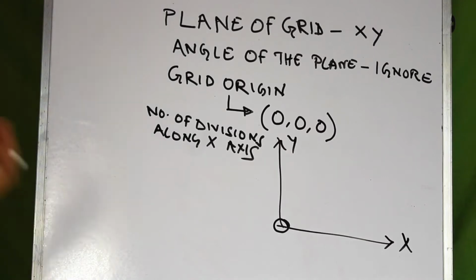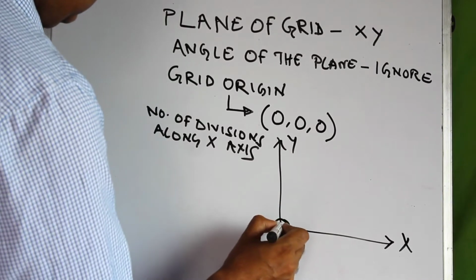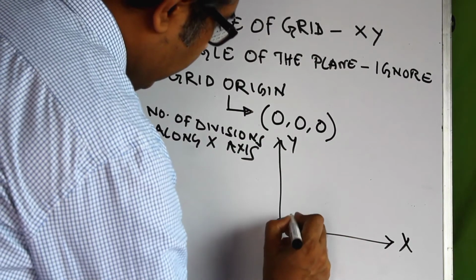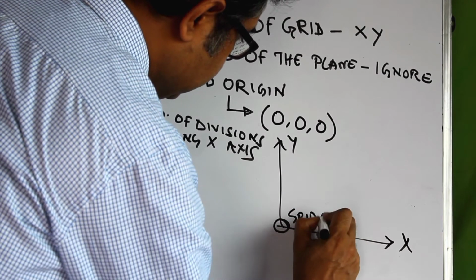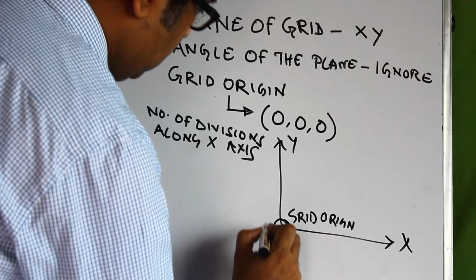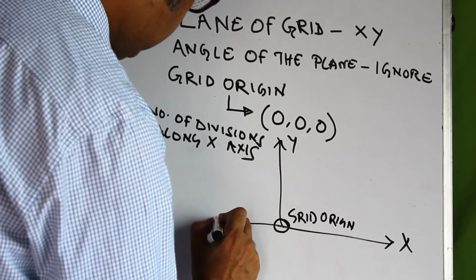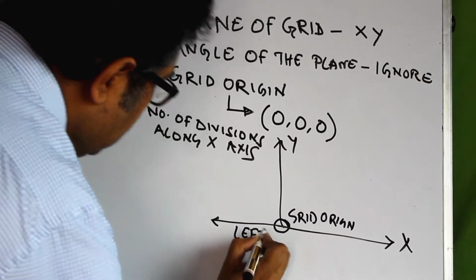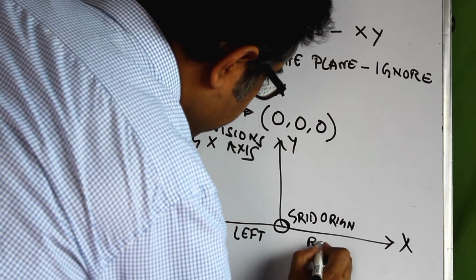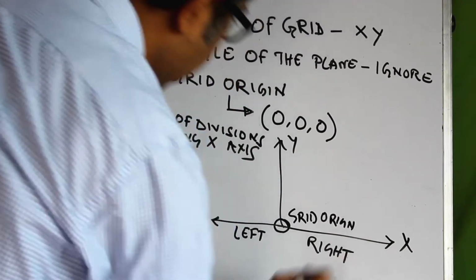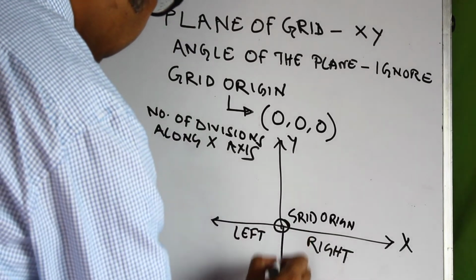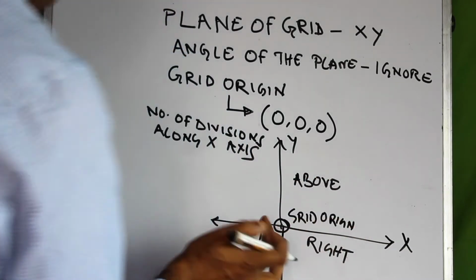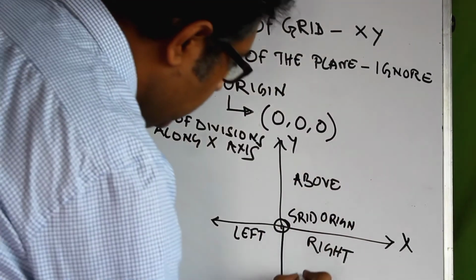So there can be two things. If this is the grid origin and this is along the x-axis and this is the y-axis, we can define the number of divisions. So this would be the left of the grid origin and this would be the right of the grid origin. Okay, and similarly along the y-axis this would be above the grid origin and this is below the grid origin.